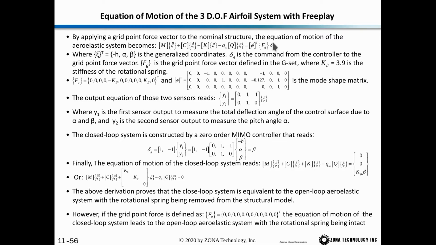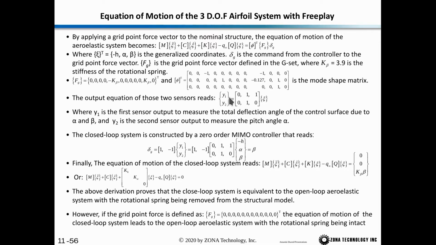Delta g is the command from the controller to the grid point force vector, and fg is the grid point force vector defined in the g set, where k beta at 3.9 is the stiffness of the rotational spring. So our fg is given by this vector, and then phi transpose is given here, which is the mode shape matrix. Now the output equation of the two sensors is given by this equation.